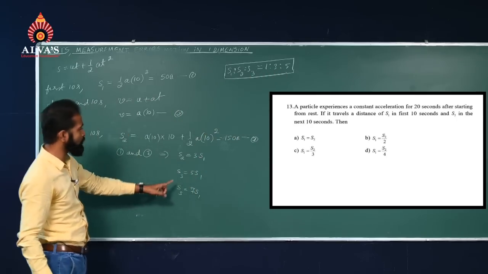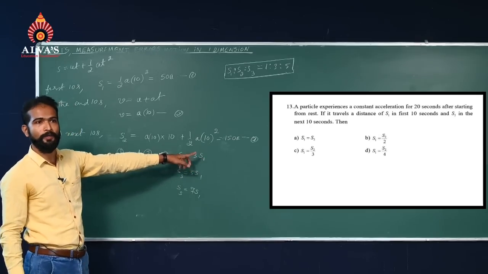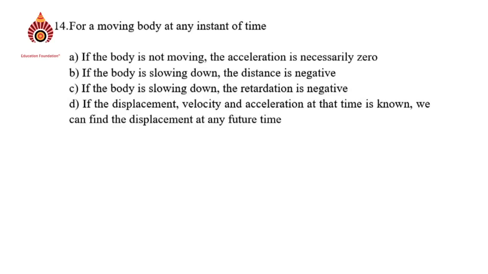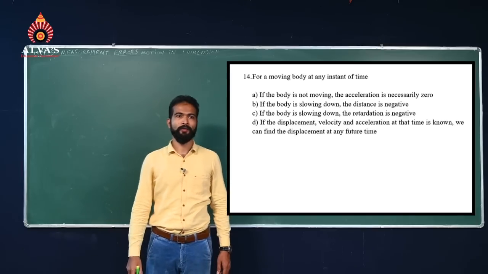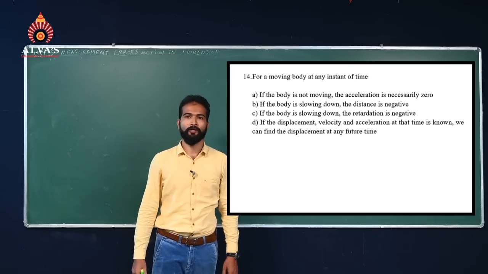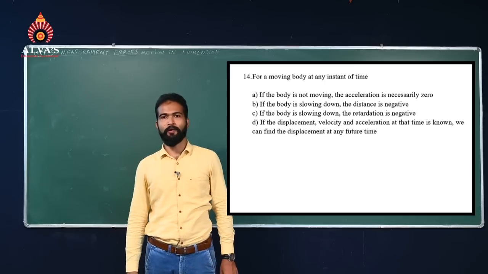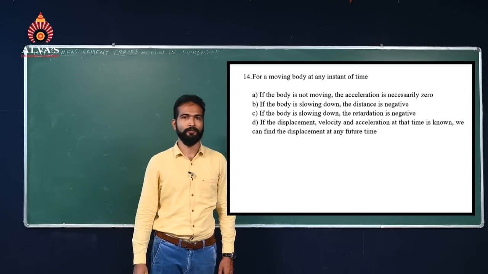So already we got an answer. S2 is 3 times S1. So that gives us option C. Next question 14. For a moving body at any instant of time, first option says if the body is not moving, the acceleration is necessarily 0. If the body is not moving, the body may be spinning there itself, or the body may be rotating. So if it is rotating, it will have a centripetal acceleration. First option is wrong.